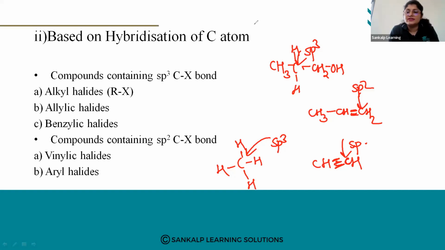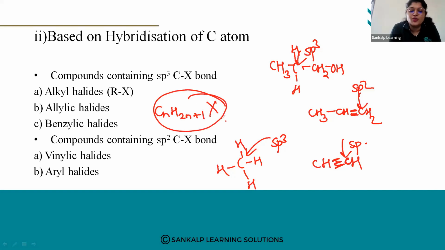Okay, if the compounds contain an sp3 C-X bond, they are alkyl halides, that is the R-X bond. If the halogen atom is bonded to an alkyl group, then we have seen the general formula, that is CnH2n+1 X. This is the general formula which you need to remember.